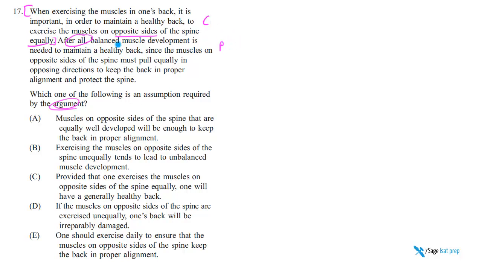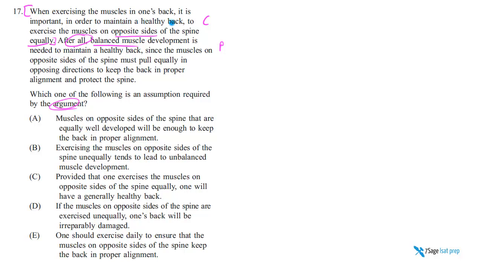Well, because balanced muscle development. Now, that's a new idea. Balanced muscle development, okay, is needed to maintain a healthy back. So if you want a healthy back, you need to have balanced muscle development. But then, do you already kind of sense the gap? Before even reading the rest of this, you already kind of sense the gap. Conflating ideas, failing to make distinctions between ideas is how the LSAT gets you time and time again.